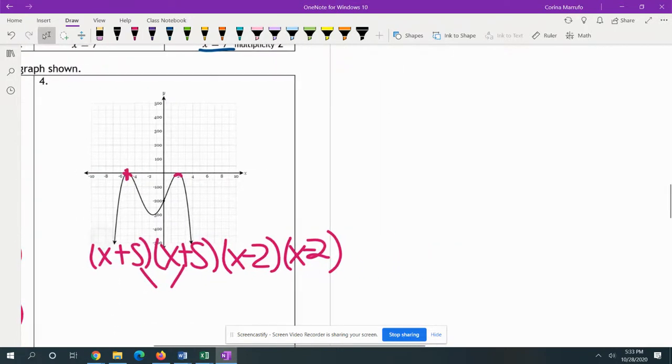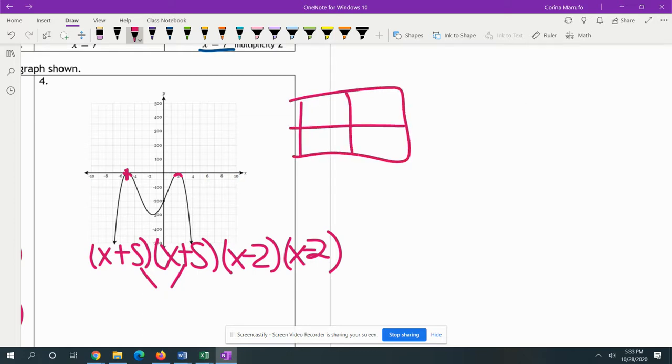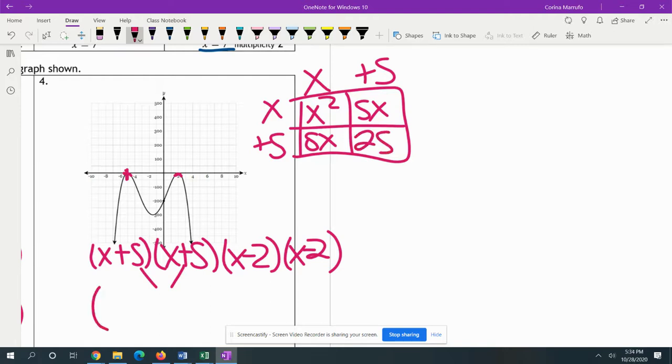I'm going to do it off here to the side. X plus 5, x plus 5. So that gives me x squared, 5x, 5x, and 25. So when I multiply these two, it gives me x squared. The 5x and the 5x are like terms. Together, that gives me 10x plus 25.